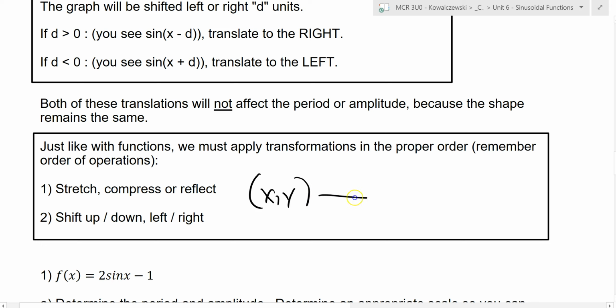So remember that any point x, y becomes: the first thing that happens to x is it gets divided by the k value, and then we can either add or subtract the d value depending on if it's left or right. The y value gets multiplied by a, and then we add the c value or subtract the c value if it's shifting down. So remember that the division and multiplication have to happen first, and then the addition or subtraction.